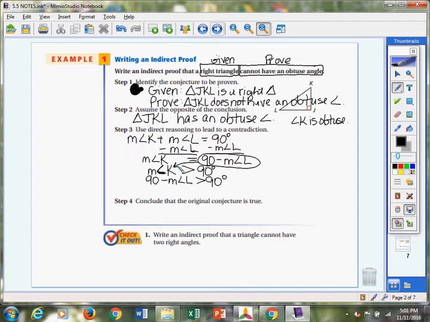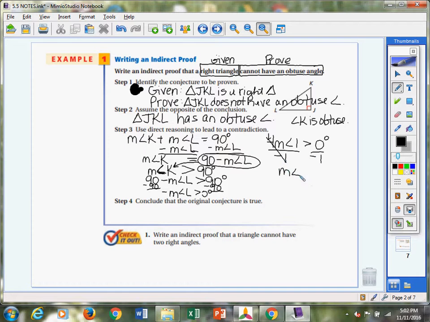Now we're going to do some basic math, the subtraction property, and ultimately subtraction and division property. We're going to take away 90 from each side, and so we'll have negative measure of angle L is greater than 0 degrees. I'm going to continue it up over here. The opposite of the measure of angle L is greater than 0 degrees. Then to get rid of that negative sign, remember that's really merely a -1, we're going to divide each side by -1.